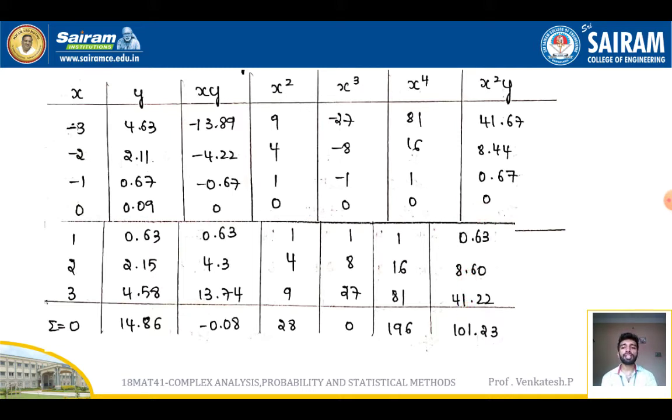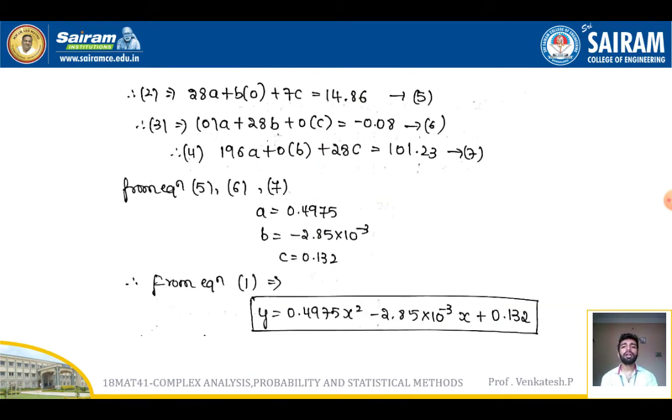So finding all the summations now, summation x is 0, summation y is 14.86, summation xy is minus 0.08, summation x square is 28, x cube is 0, x power 4 is 196, x square y is 101.23. Now replace all the data in the normal equations. I'll be getting 28a plus 0b plus 7c is equal to 14.86, 0a plus 28b plus 0c is equal to minus 0.08, 196a plus 28c is equal to 101.23. On solving these equations, I'll be getting the a value is equal to 0.4975, b is equal to minus 2.85 into 10 power minus 3, c is equal to 0.132.